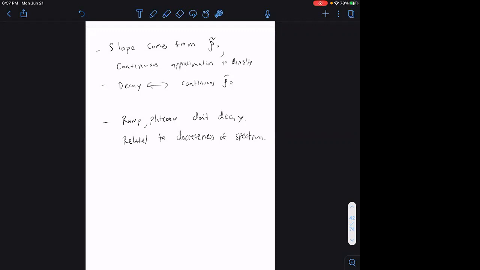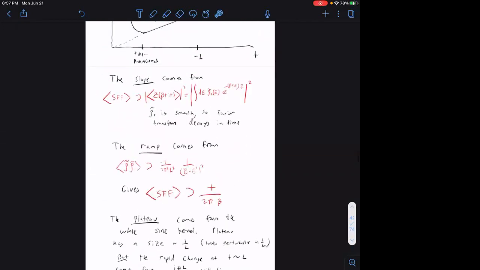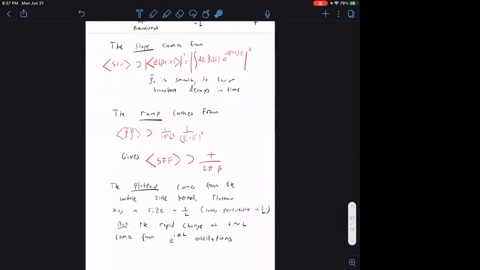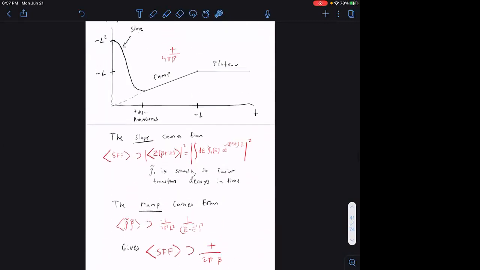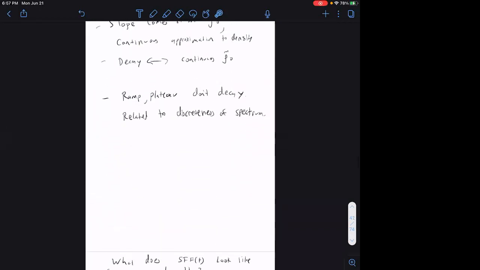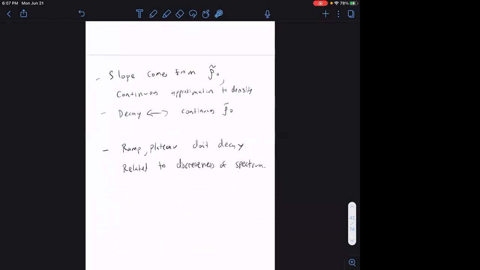And so in the black hole context, what we're going to do tomorrow is ask: how do we calculate the spectral form factor? And can we see some signature of this ramp and plateau? That will hopefully tell us something about signatures of the underlying discrete spectrum of a black hole. Okay, so that's it for now.